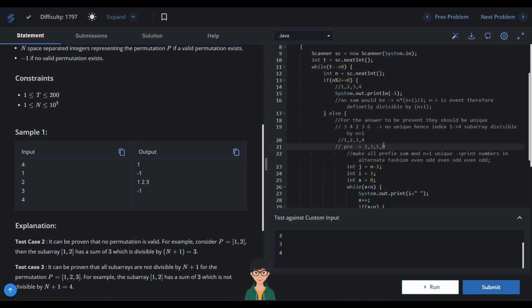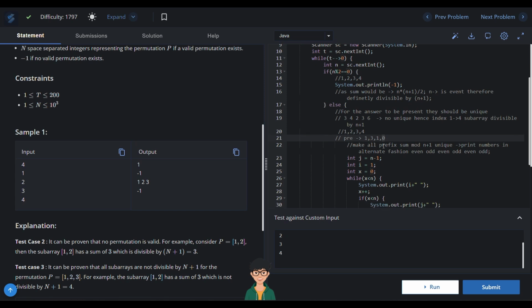Why is the 0 case there? Because if the remainder is 0, that means the prefix sum till here is divisible by n plus 1. Like 4 plus 3 plus 2 plus 1, which is 10. We know that the prefix sum is 10 till now, and we are getting remainder 0 as it is divisible by 5. So there should be no similar elements present in that array. If it is present, then the permutation is not correct.